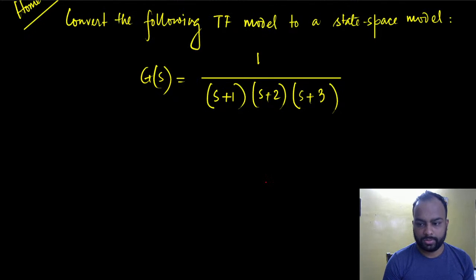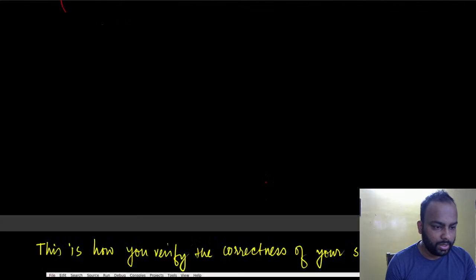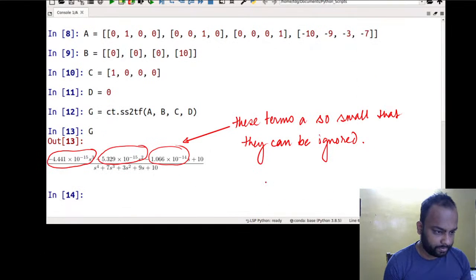And again, you have already seen that if you pass a transfer function to the TF to SS function, it gives you the state space model in their form.